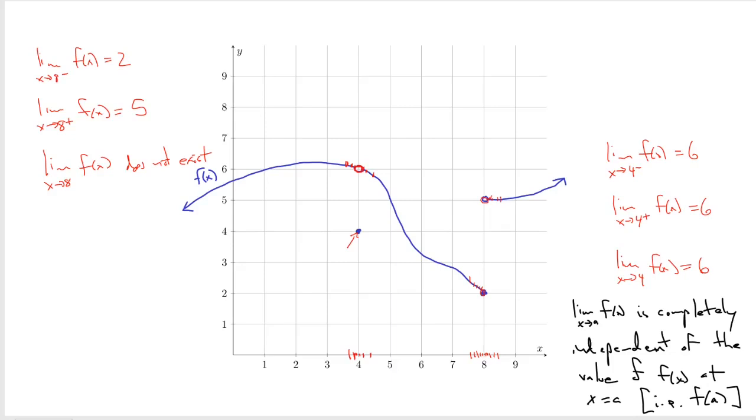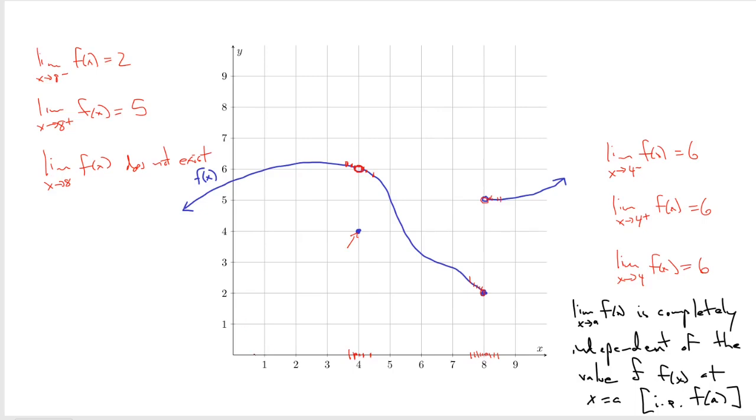Let's do one more just for fun. Why don't you try to compute the limit as x approaches 1 from the left and the limit as x approaches 1 from the right, and then see if there's a two-sided limit. Pause the video, I'll give you a second, and then we'll just do it.